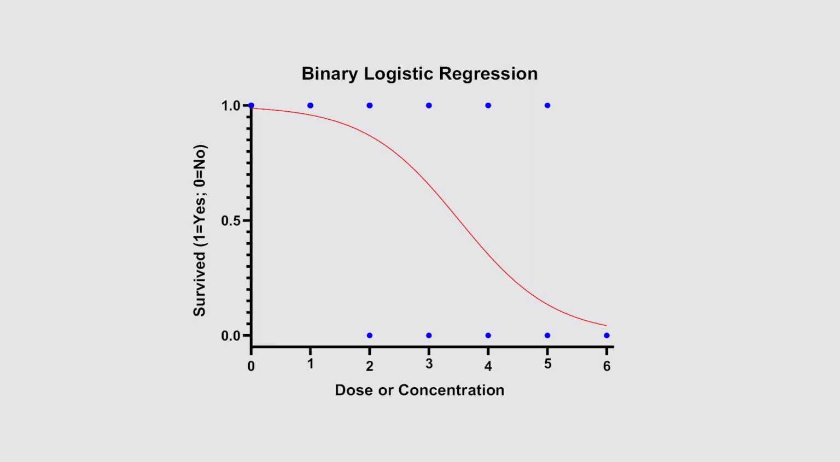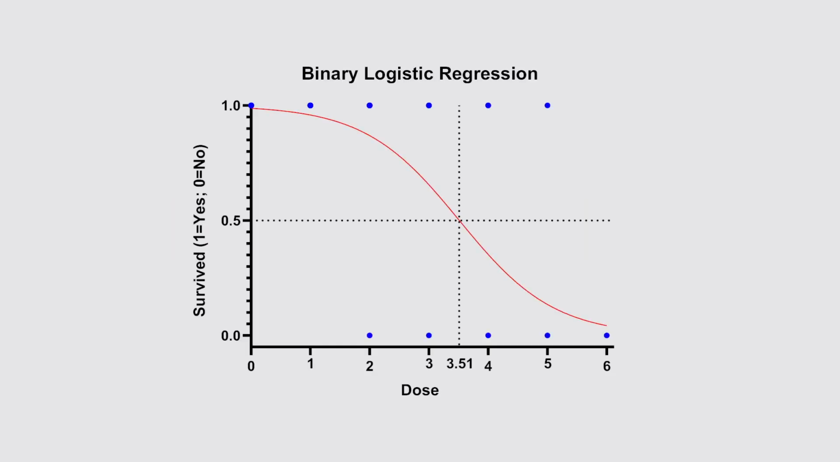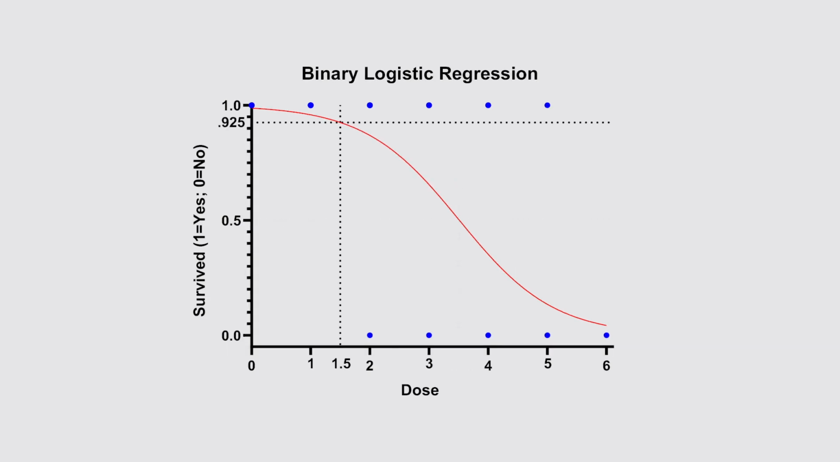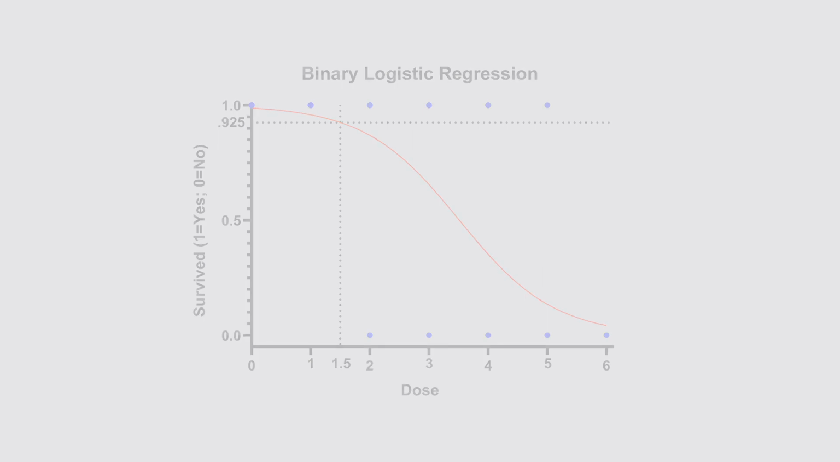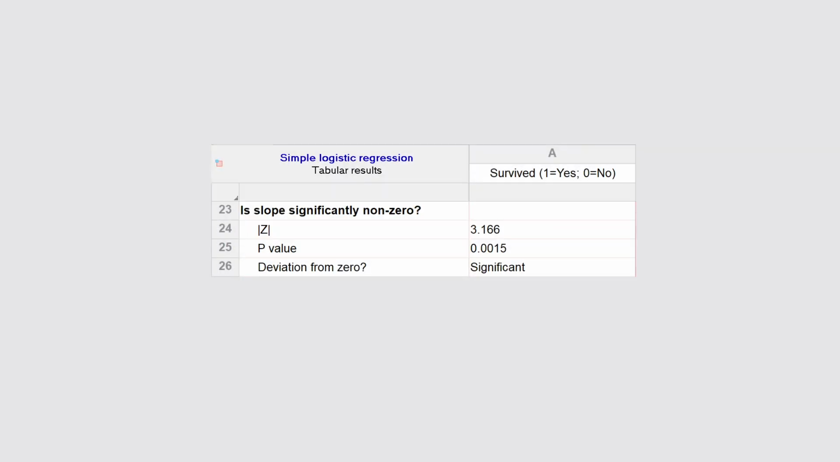In toxicology, what dose or concentration can a high proportion of the population survive? Staying with the toxicology scenario, several important research questions can be answered with binary logistic regression, such as what dose corresponds to a survival rate of 50%? Or what is the survival rate at a particular dose? How strong is the relationship between the X variable dose and the binary response survival? And is there a statistically significant relationship between dose and survival rate?